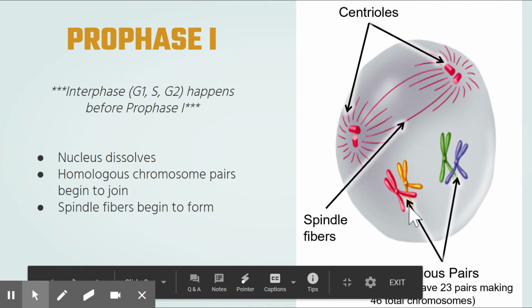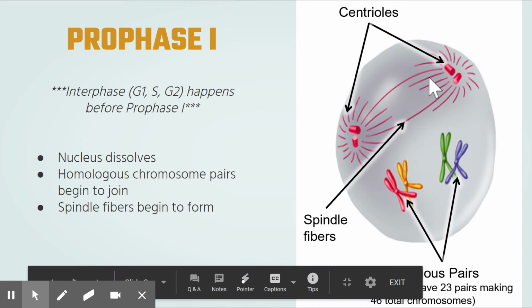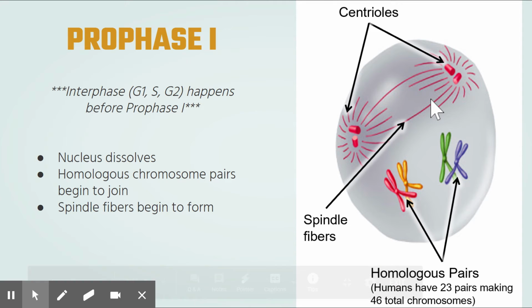So in the picture to the right, we can see the cell. The cell is shown in gray. The nucleus is gone. We can see spindle fibers starting to be made as represented by these red lines joined between the centrioles. And then homologous pairs of chromosomes are joining up together. So in this picture, we can see how pink and yellow chromosomes are next to each other and green and blue chromosomes are next to each other.